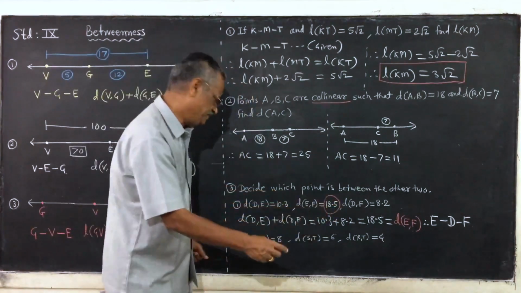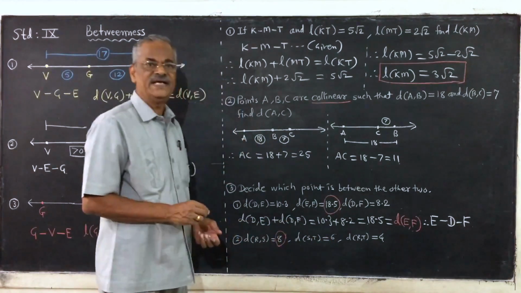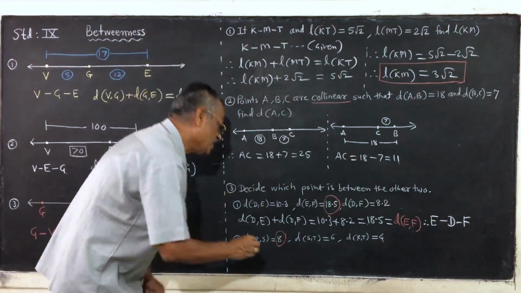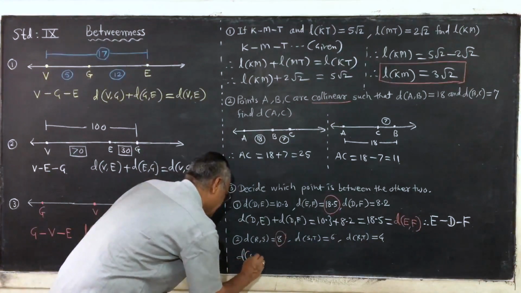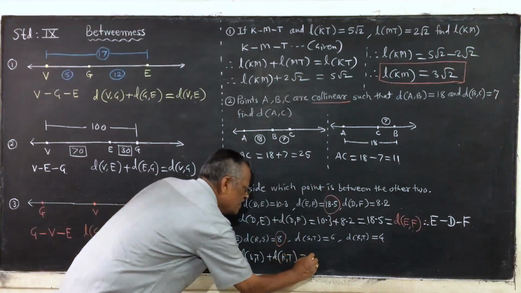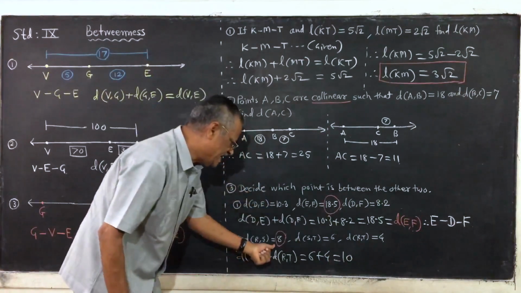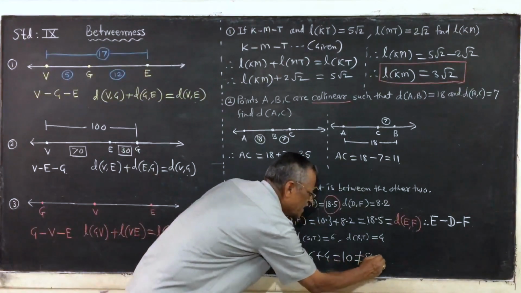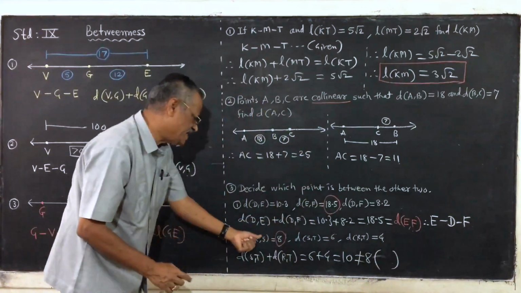And then another example is there. Three lengths are given. So which is the greatest one? This 8 is the greatest one. You add the remaining two. What is the total of ST plus RT? Distance ST plus distance RT is equal to 6 plus 4 is equal to 10. And 10 is not equal to 8. It means this 8 is nothing but distance RS.